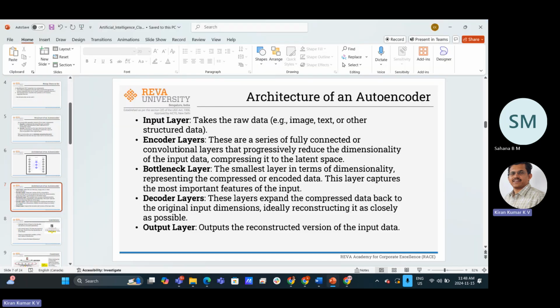Then you will fit the data. After fitting the data, you will get the result. Fitting the data means reducing the error. Okay.